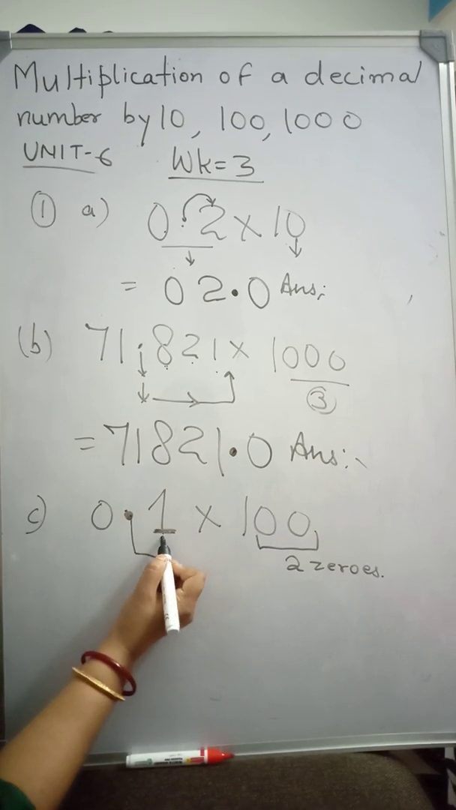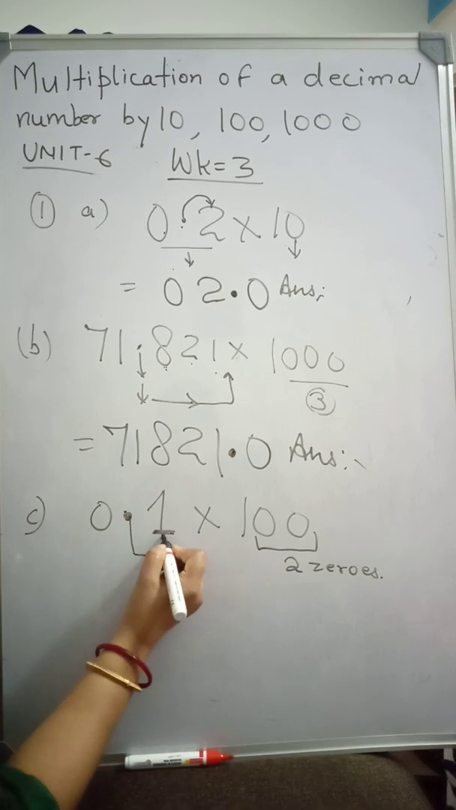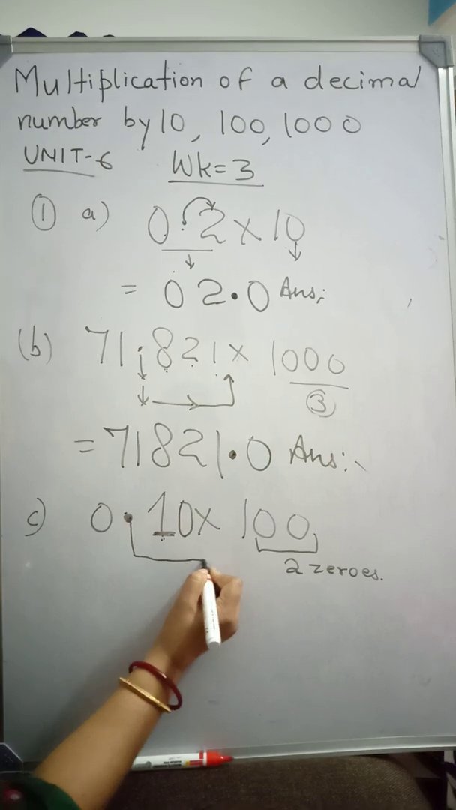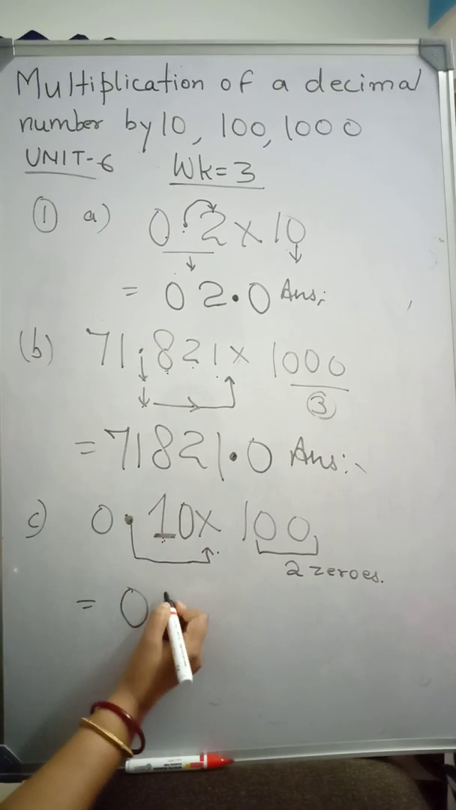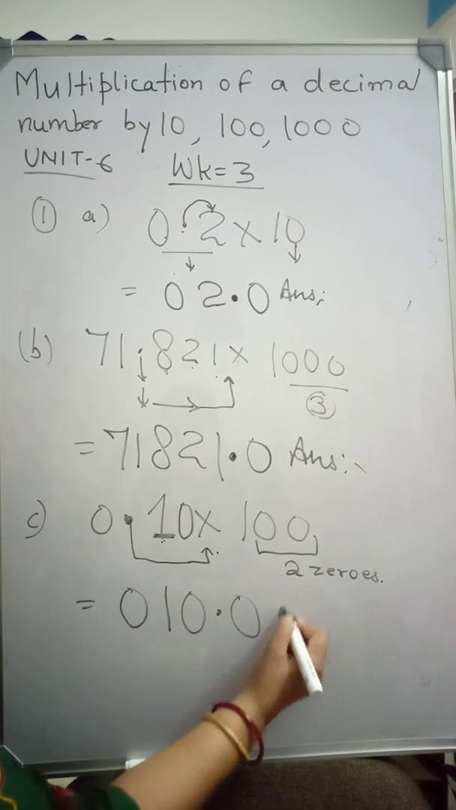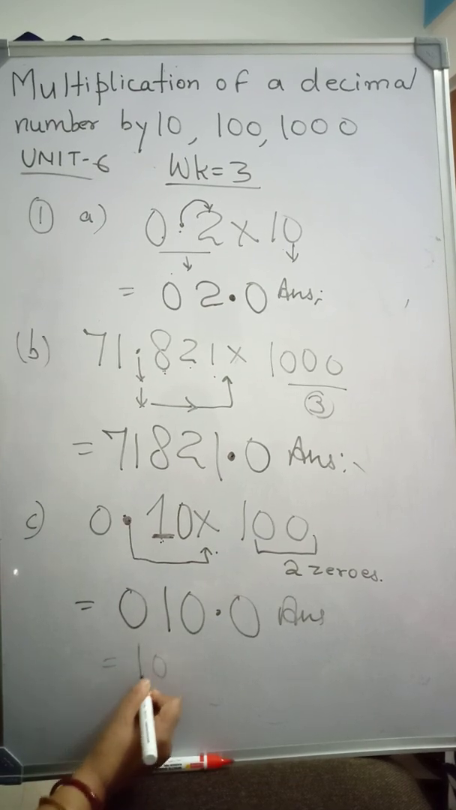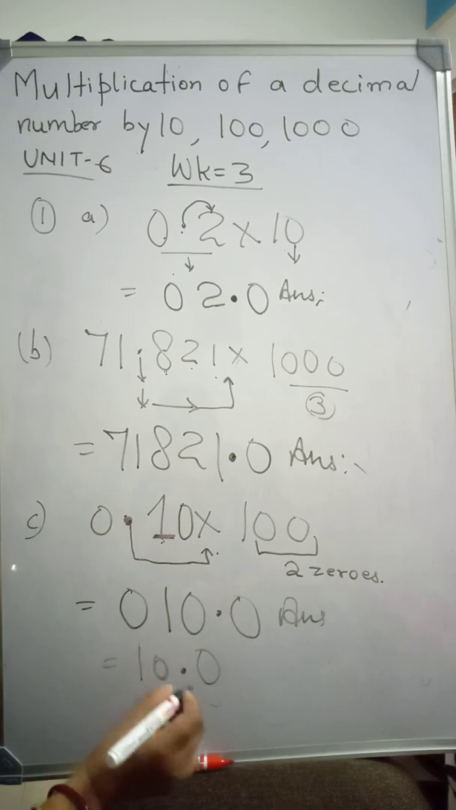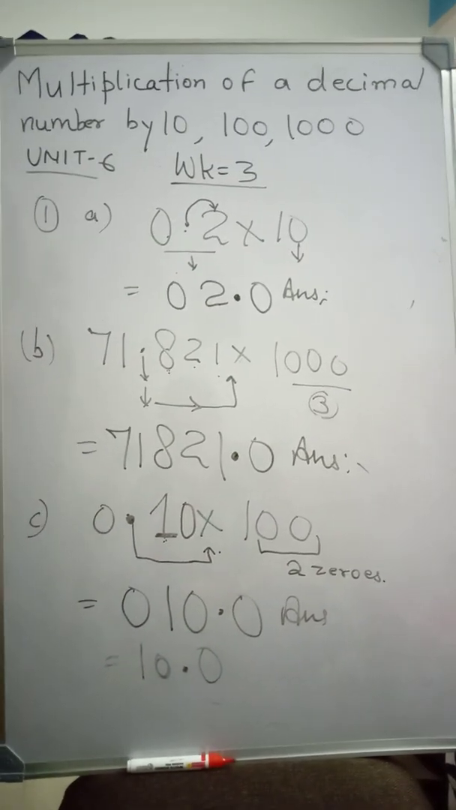So here only 1 digit is there. So we have to shift 2 places. So here I will put over here 0. After 0, the decimal will come in the product. So here the answer is 110.0. This is the answer. You can write it as 10 also. 0 will come, decimal will come after 10. Right? So in this way children, you have to do worksheet number 3.